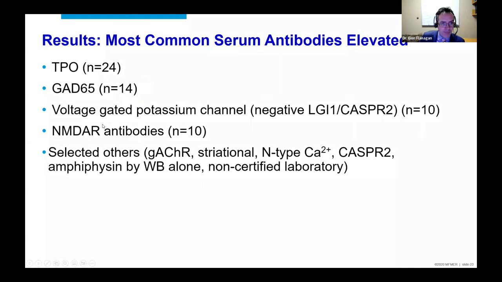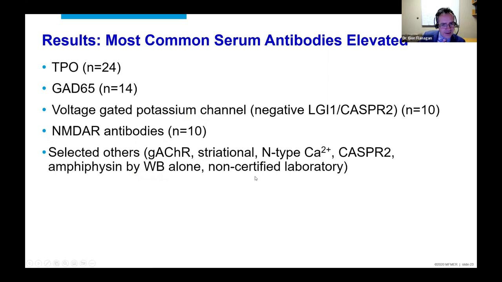The potassium channel antibody, when that's negative for the LGI1 and Caspar-2, that's also a red flag and it's not a very good marker of autoimmune encephalitis. Or the NMDA receptor antibodies, if we detect them in our blood but we don't detect them in spinal fluid, that's a bit unusual. And then there were some other antibodies that were detected with a variety of different techniques that were false positive results.